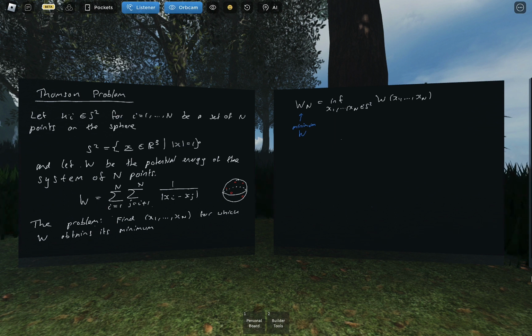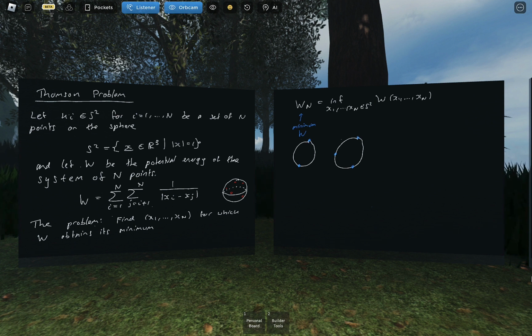If you only have 2 points, clearly just putting them on the north and south pole, or any rotational reflection symmetry like that, will work. And then if you have 3 points, you can put them around in some kind of equilateral triangle around the sphere. But this problem gets very hard very quickly.